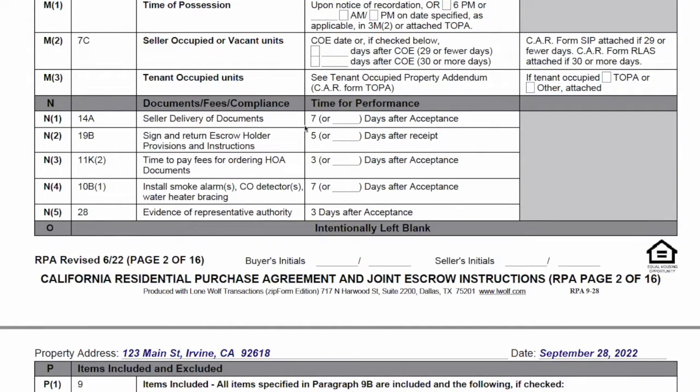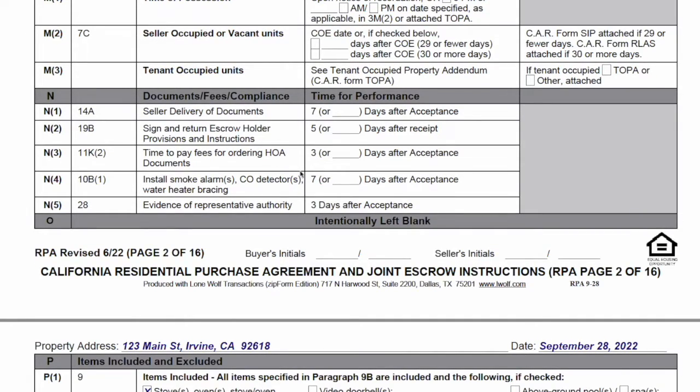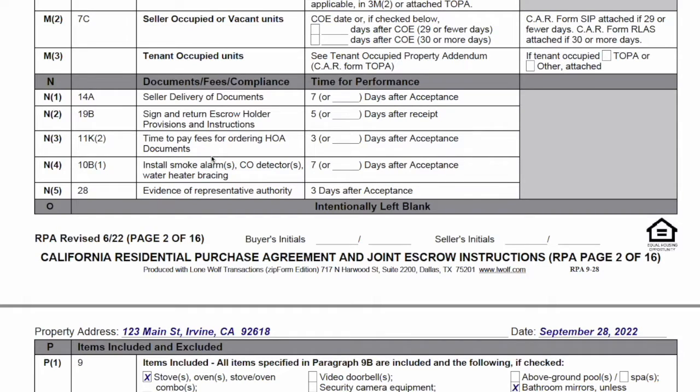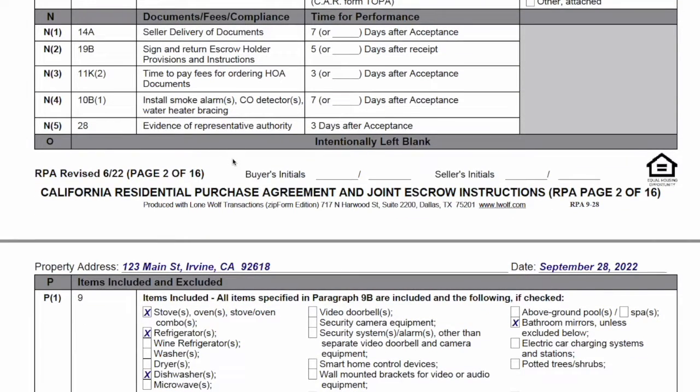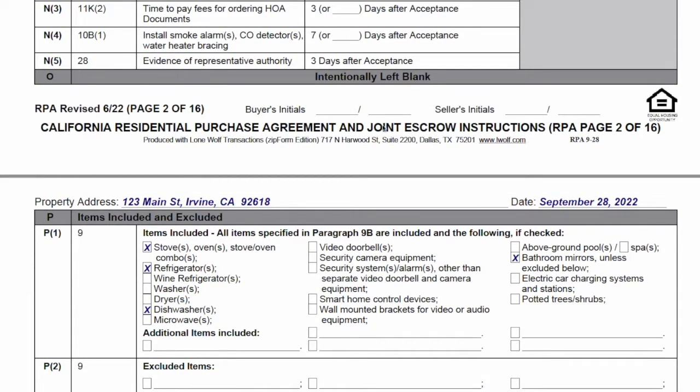All right, seller has 7 days to deliver disclosures. This is fine, leave it alone. I would not change this. Unless, of course, there's like a really short cash escrow. Then I put the heat on the seller and change it to a lower number. And these are just time periods for when the seller needs to get moving on their obligations, like disclosures, installing smoke alarms or CO2 detectors. All right, let's move on. Both parties are going to initial at the bottom.